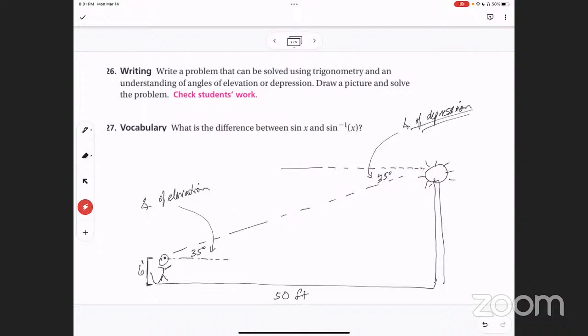You have to read the word problems carefully to know if they're talking about an angle of depression or an angle of elevation, and draw the picture right, because sometimes the angle you want is this angle right here, which would be 65, right? But we don't need that right now. It says write a problem that can be solved using trig and angles of elevation or depression. So here's my picture, and the question is, how tall is the light pole? We're going to call this X.